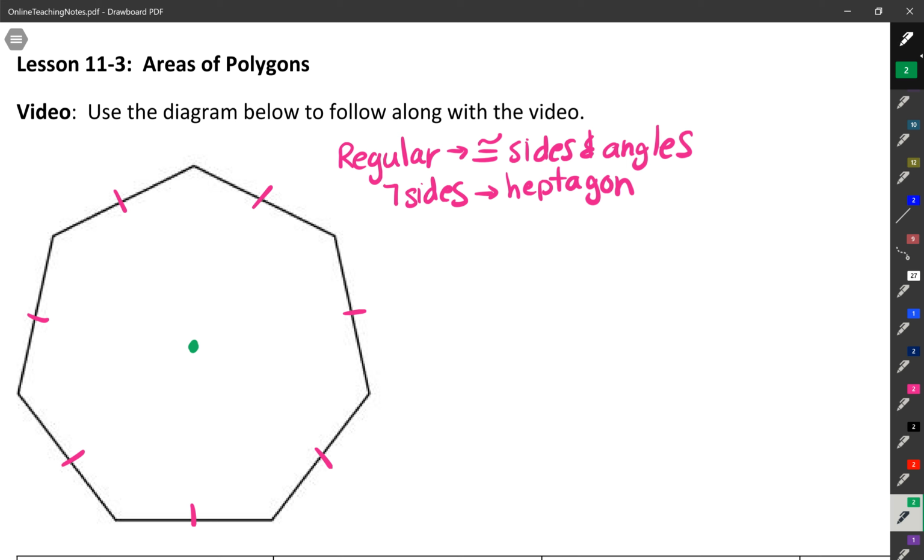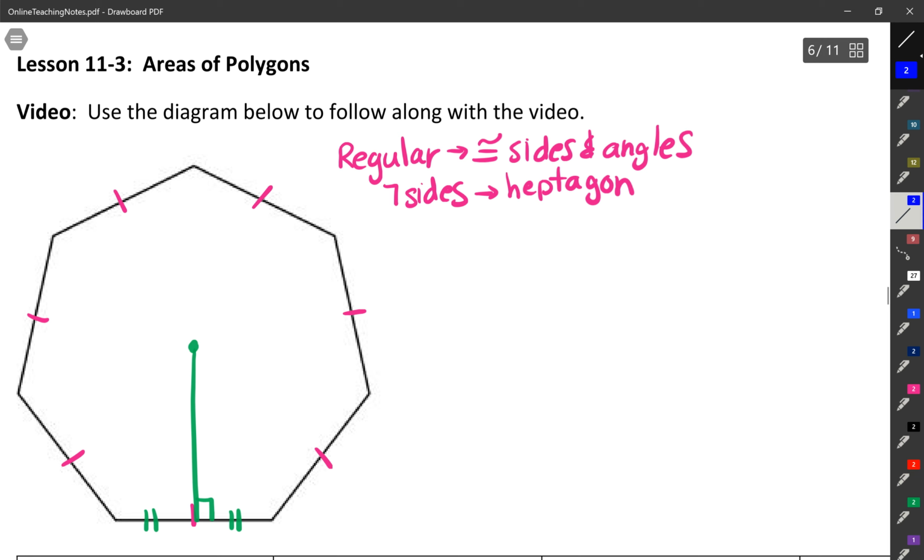So one of the segments that we just talked about was the apothem. The apothem is a segment that's going to go from the center. It's going to go perpendicular to the opposite side, and it also bisects that opposite side. So those two would be congruent. That apothem also will bisect the central angle.